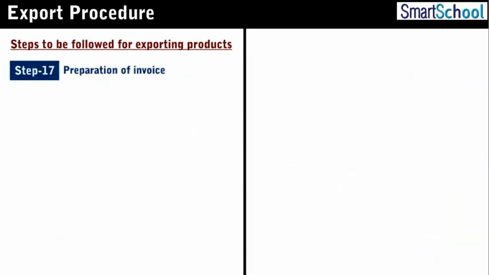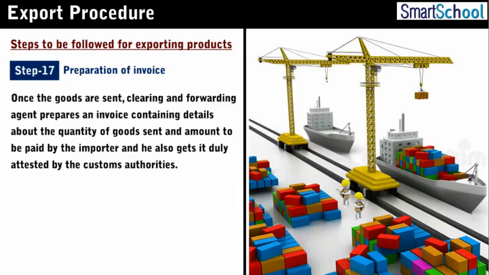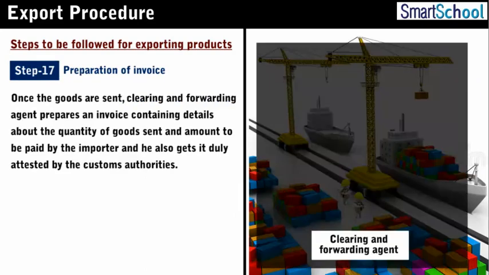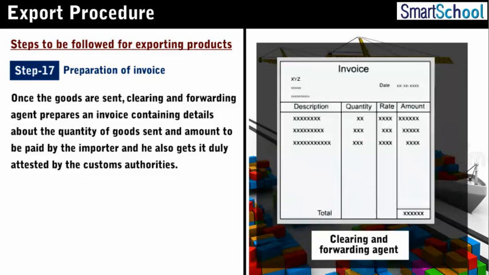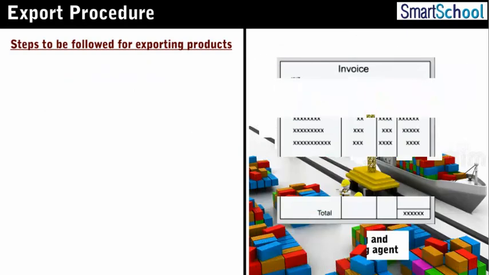Preparation of invoice. In this step, once the goods are sent, clearing and forwarding agent prepares an invoice containing details about the quantity of goods sent and amount to be paid by the importer, and he also gets it duly attested by the customs authorities.